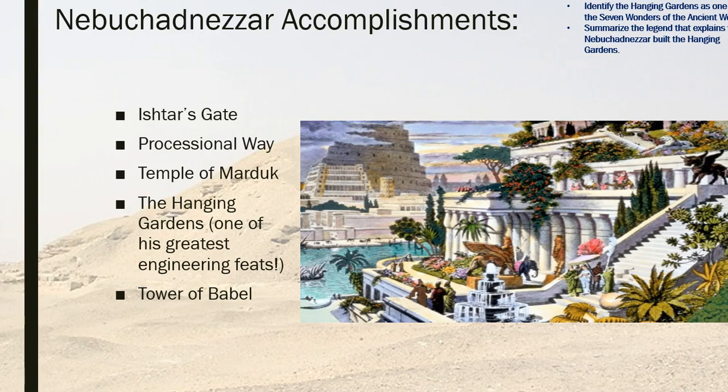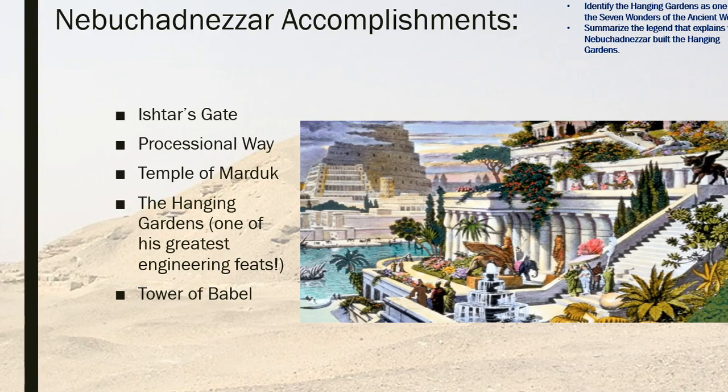Now as you pass through this gate, you're going to walk up a very long street called Processional Way, and if you look on either side of this street, you're going to see beautiful sights, temples such as the Temple of Marduk, towers such as the Tower of Babel, very beautiful scenery. So he built all of this because he wanted to make Babylon a very influential and important city.